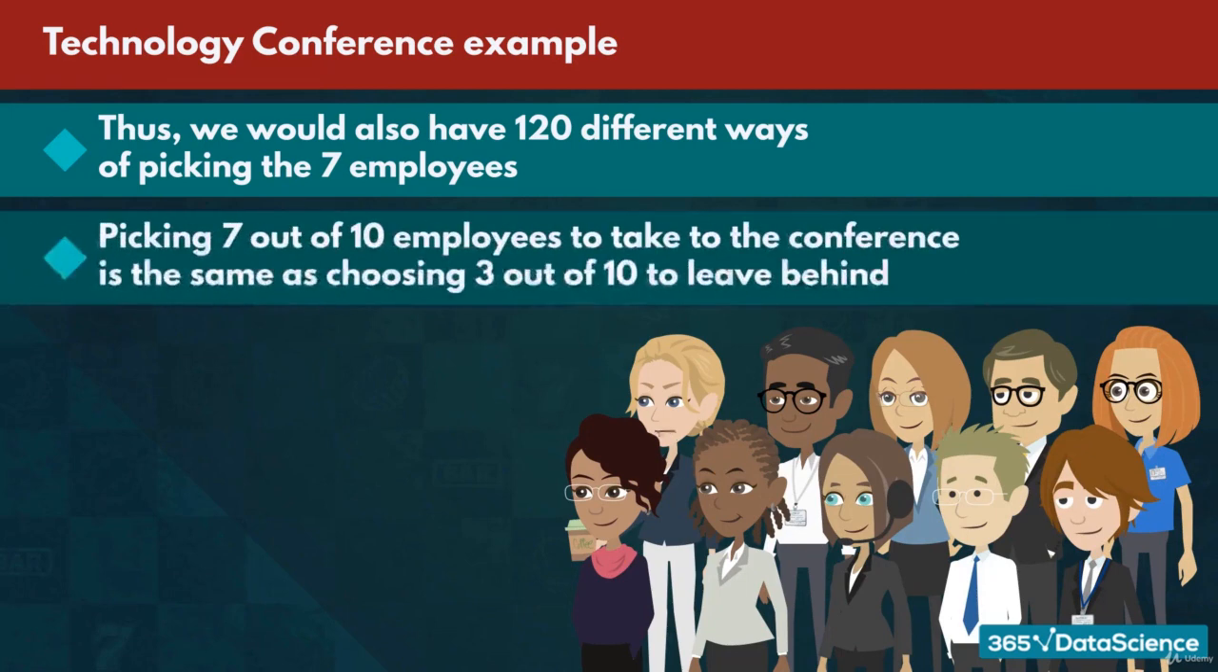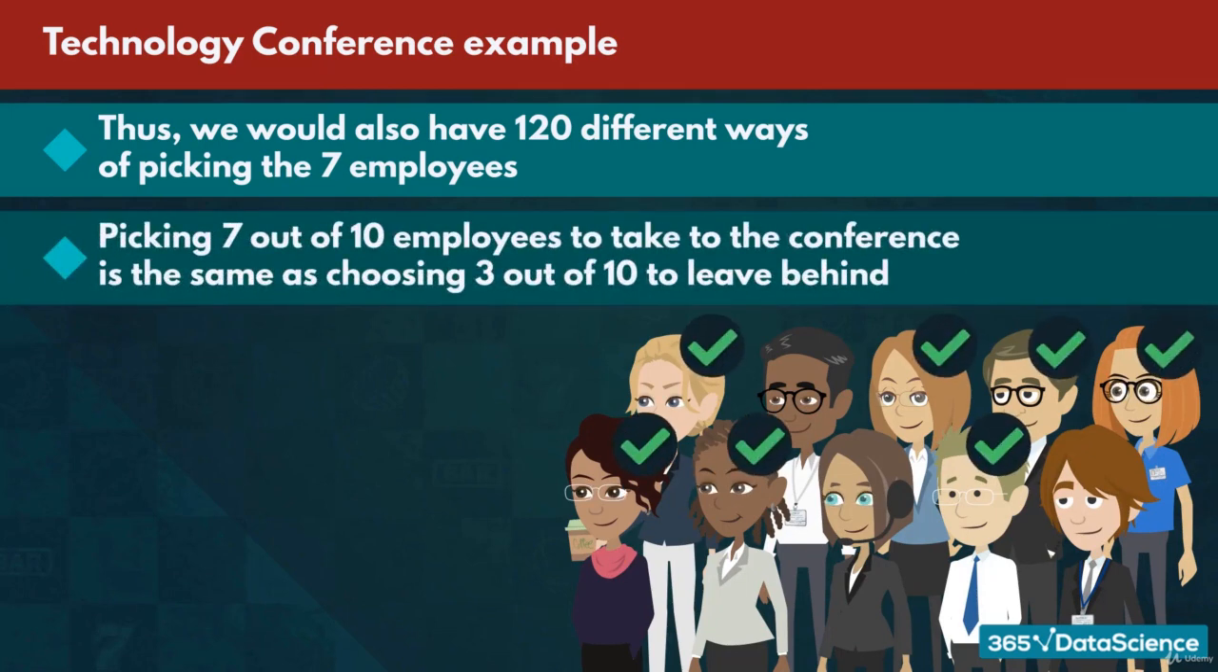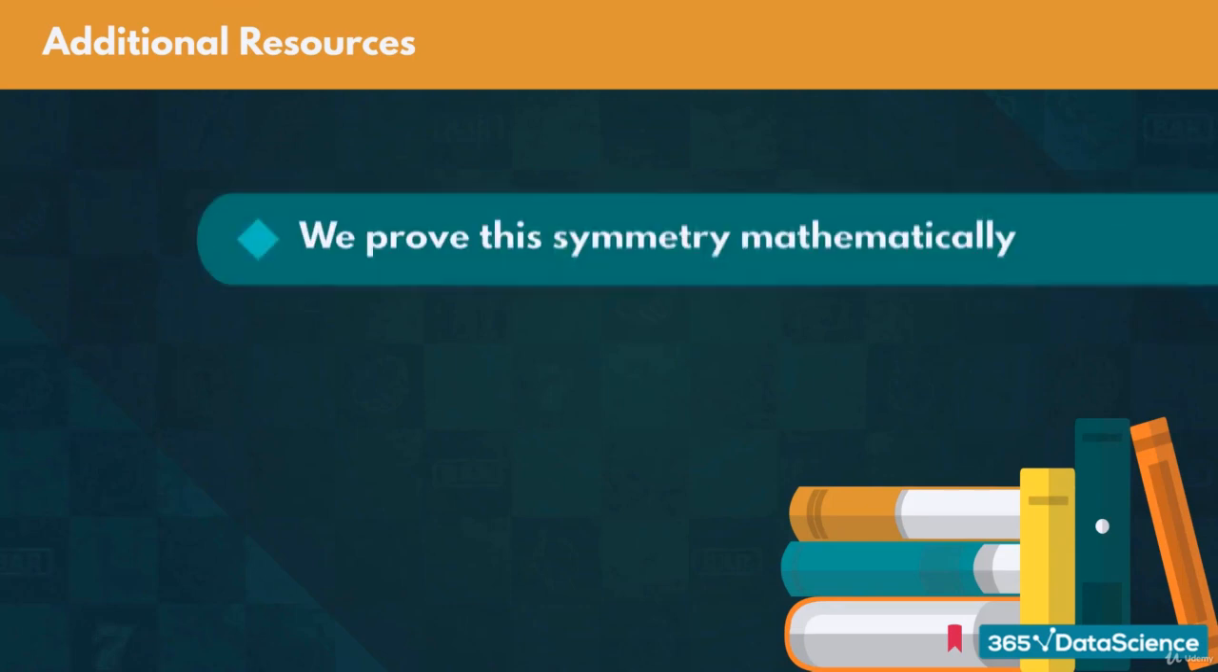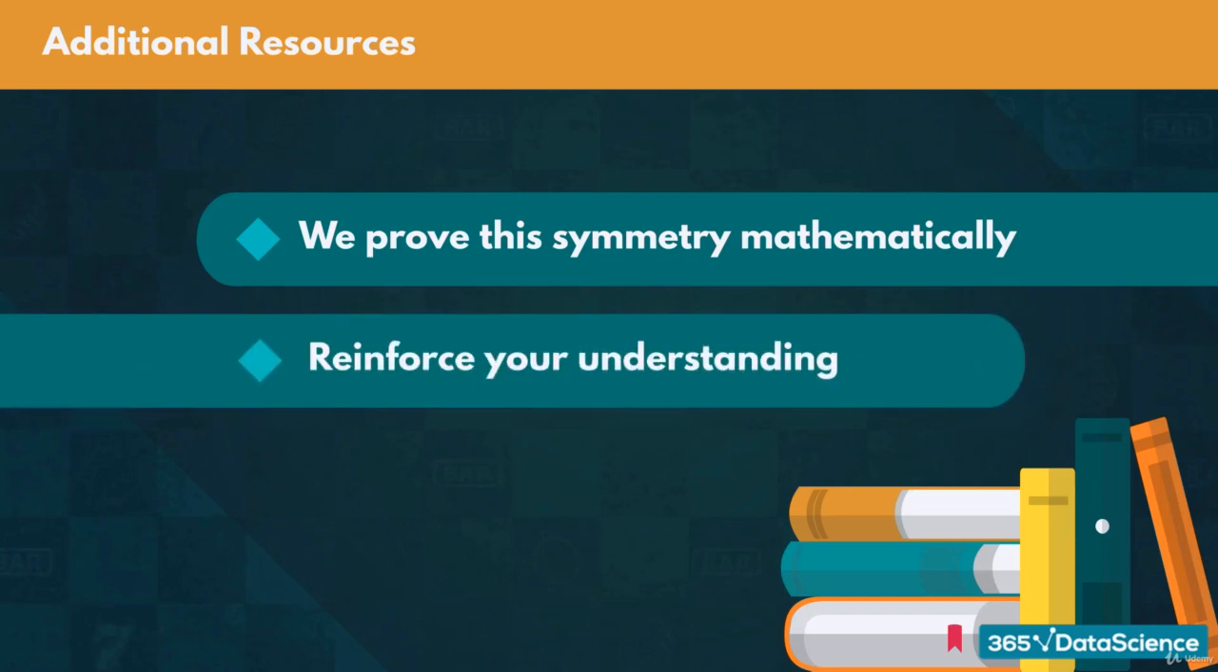Thus, we would also have 120 different ways of picking the 7 employees. That's because picking 7 out of 10 employees to take to the conference is the same as choosing 3 out of 10 to leave behind. Great. Please go ahead and check the additional resources for this course to see how we prove this symmetry mathematically. I believe this would reinforce your understanding of the topic.